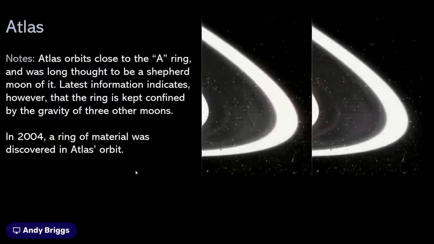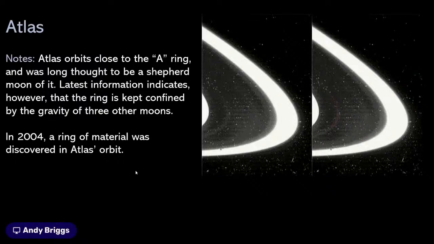And for a long time, Atlas was thought to be shepherding the A ring to make it keep its shape, but it's now thought that it isn't actually a shepherd of the A ring at all. Latest information indicates that the ring is kept within its limits by the action of three other moons, Prometheus, Janus, and another one I can't remember. So Atlas is not actually a shepherd moon.